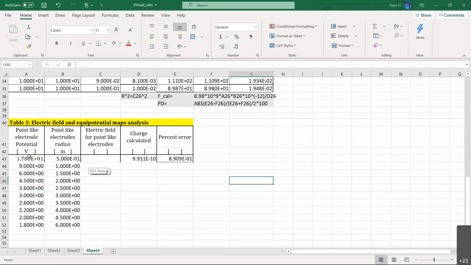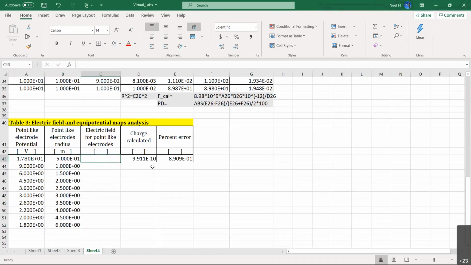Everybody get this data from the equipotential? Everybody okay with that? Last one is 1.8 volts, 6 meters away from the charge. Okay. All right, let's take a look at how to do the electric field.